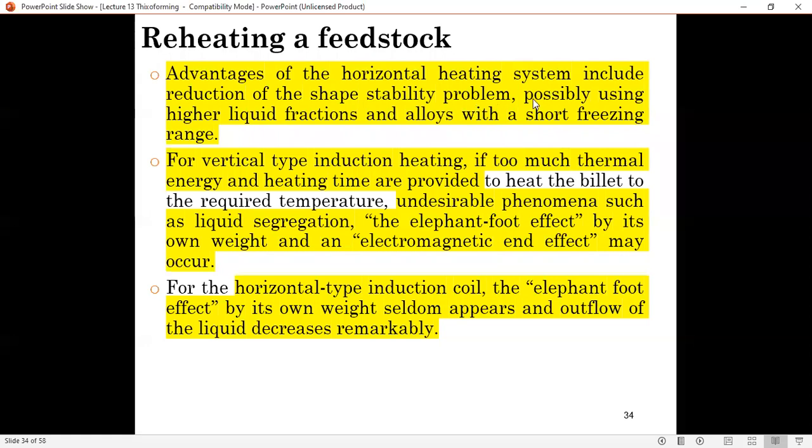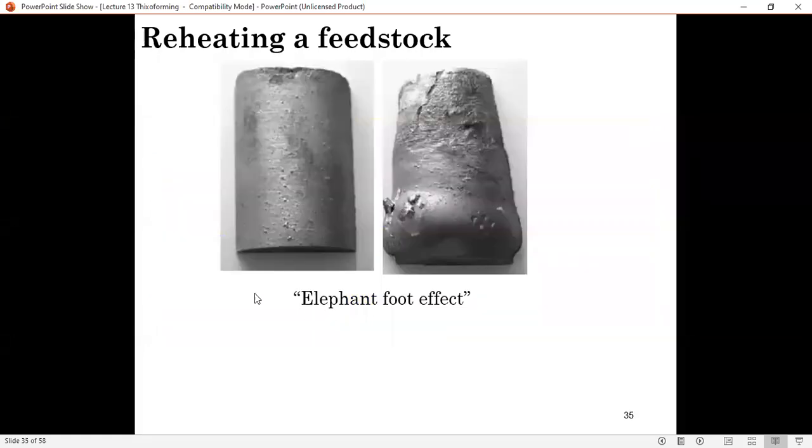So basically, if you do it horizontally, then you can use a higher liquid fraction. Rather than maybe 30% liquid fraction, you can go higher without deforming the billet, with a short freezing. For vertical type induction heating, if too much thermal energy is provided, you can have undesirable phenomena such as the elephant foot effect and also the electromagnetic hand effect. For horizontal type induction coil, the elephant foot. So these are examples of it.